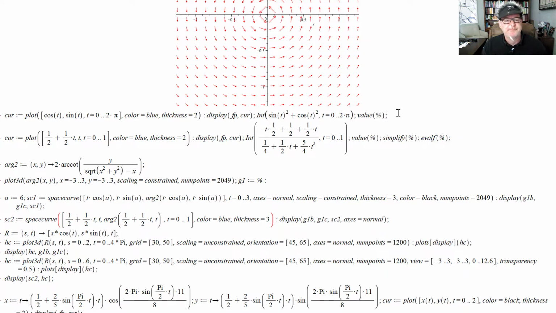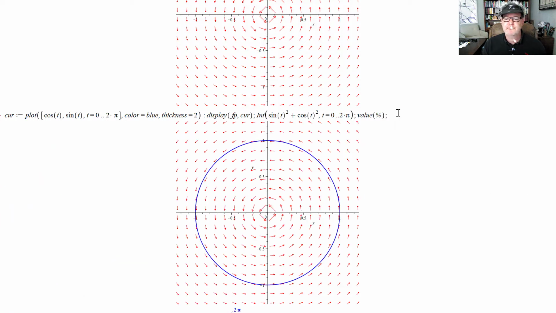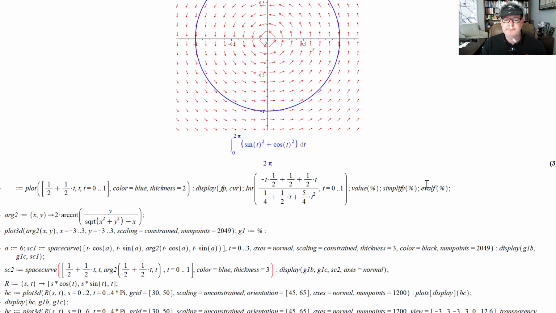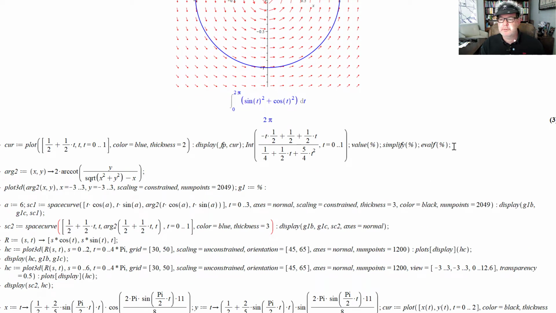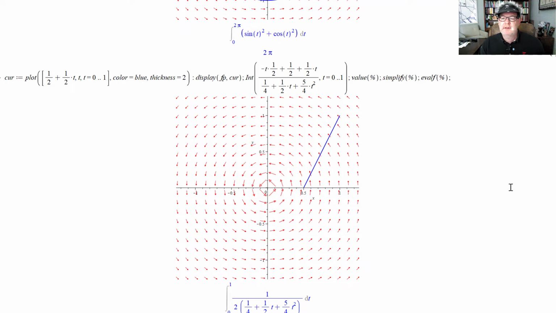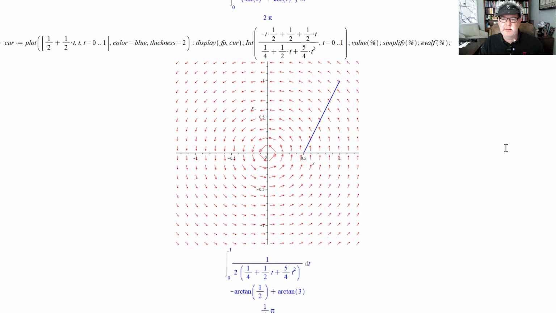But wait. Let's look at some curves. So, well, there's the circle. And that gave me 2 pi. I guess maybe I'll come back to that. I don't remember. But really, the potential function is actually the angle. Sometimes called the angle function.